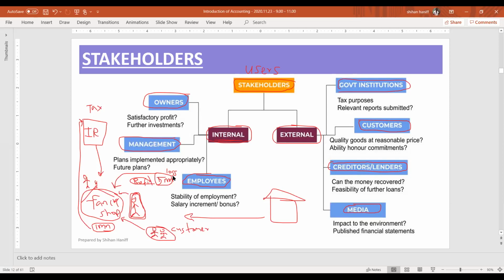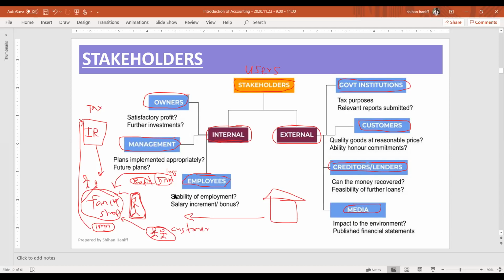And let's say there is an employee in the fancy shop. The employee makes his economic decision. He also has limited resources. He has limited time, limited qualifications or limited skills, and also he has unlimited wants.